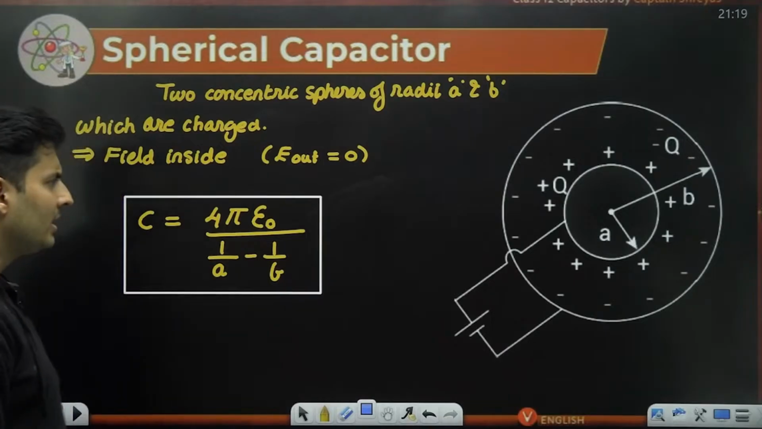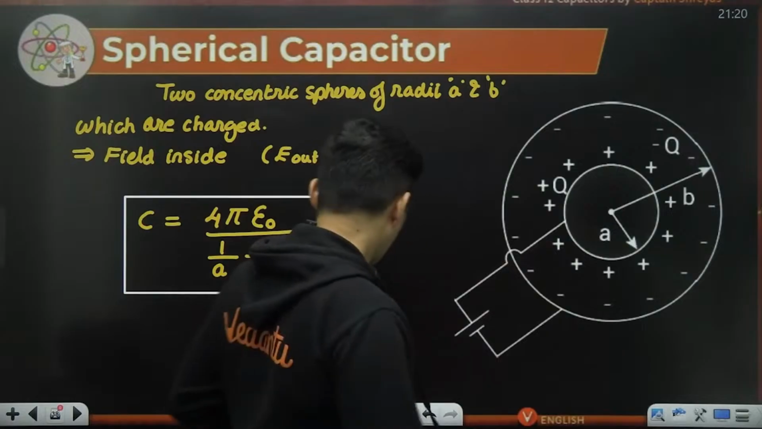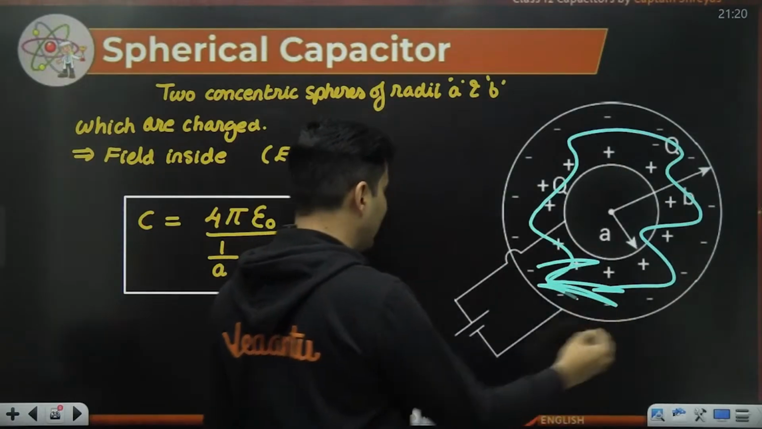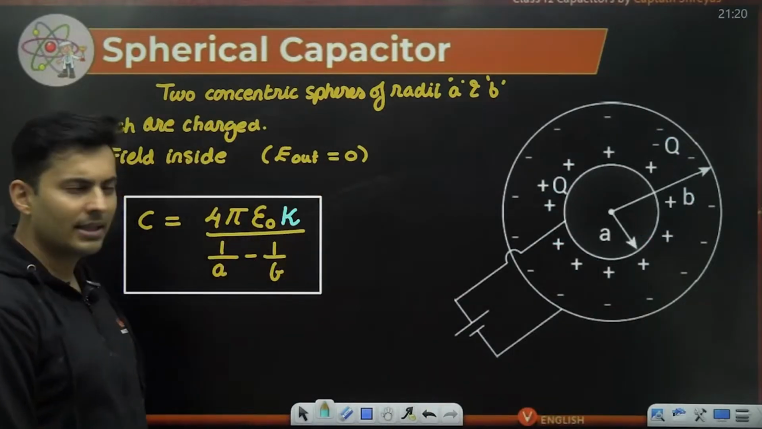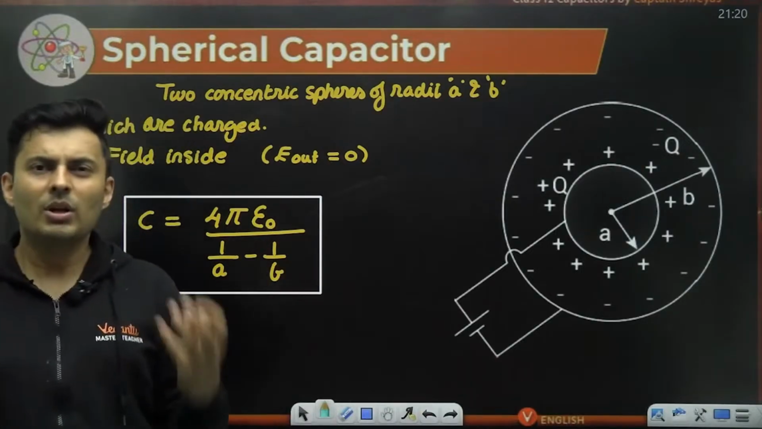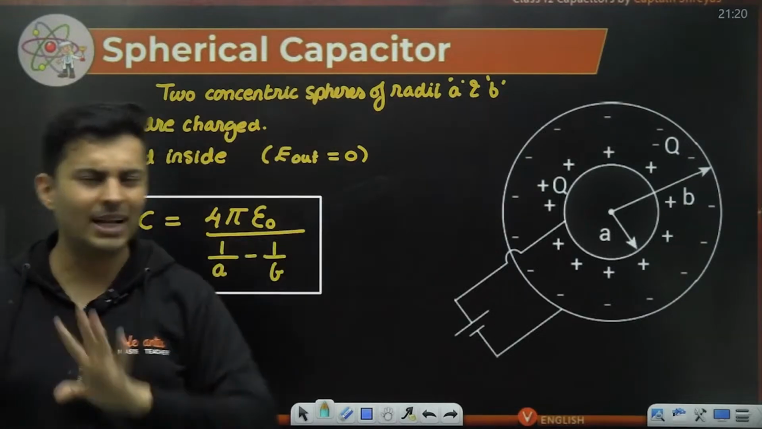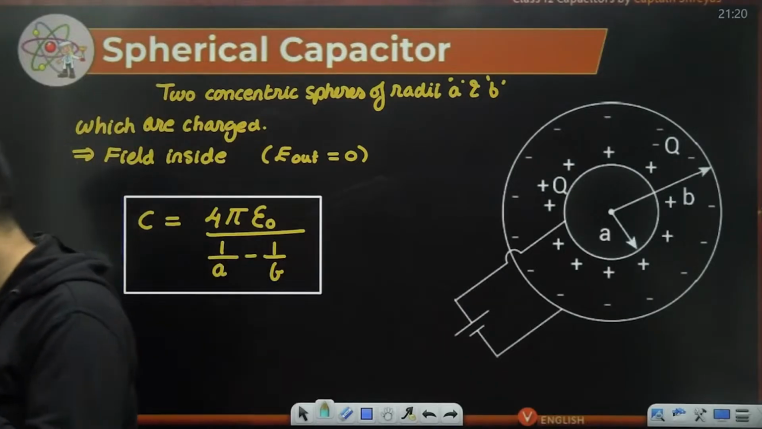Also keep in mind that if the space between the concentric spheres is filled with some dielectric medium, the only difference will be that there will be a dielectric constant K over here. That's it. Not the Coulomb constant, the dielectric constant, because permittivity of vacuum will be replaced by permittivity of the medium. That's the only difference. Otherwise, the rest of the formula will be the same.